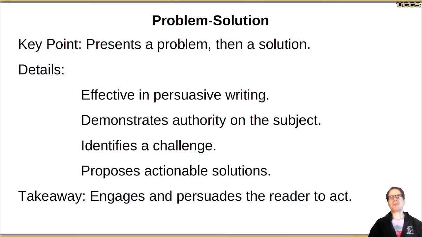It allows you, if it's done right, to demonstrate some authority on the subject. If you're an authority, it's easier to use this model. If not, then you have to demonstrate your authority by having citations to back up what's going on. You identify the challenge. So this makes the challenge part of your 8 essential elements really easy because you've made it very clear. And it proposes actionable solutions. Again, you might see that this is a very natural part for a proposal.